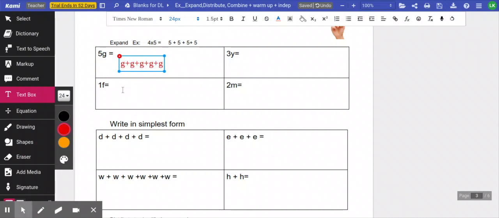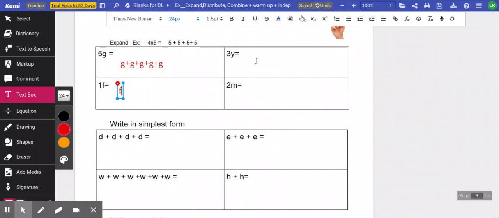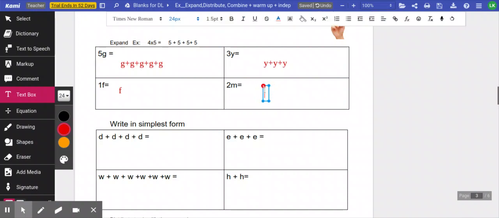All right, so you get to try those ones out. 1F. That would look like this. 3Y. Y plus Y plus Y. And 2M. You got it, M plus M.